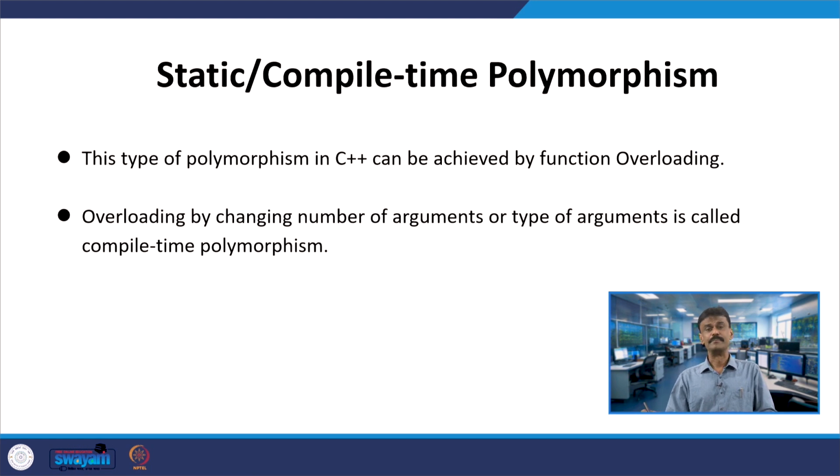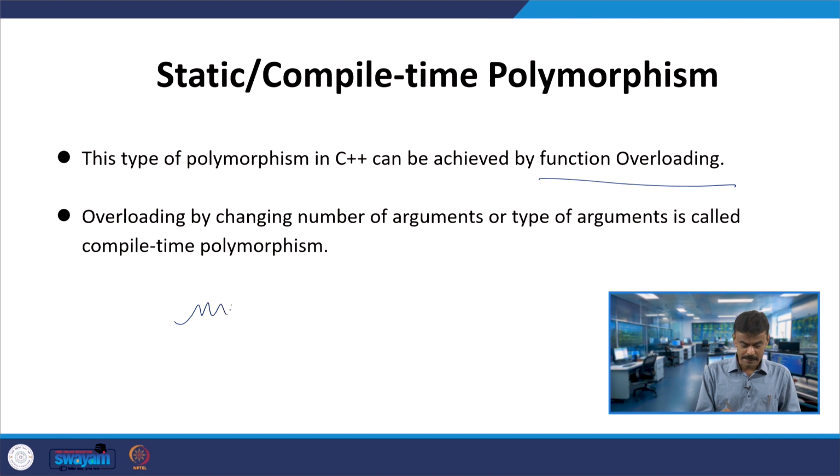As I said, in the case of compile time polymorphism, in C++ we can achieve this kind of polymorphism by doing function overloading. So, what do you mean by overloading? Here, as I said, the number of arguments matters. Take the same maximum program, where the return type is integer.